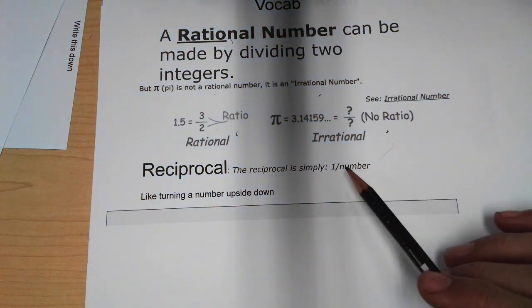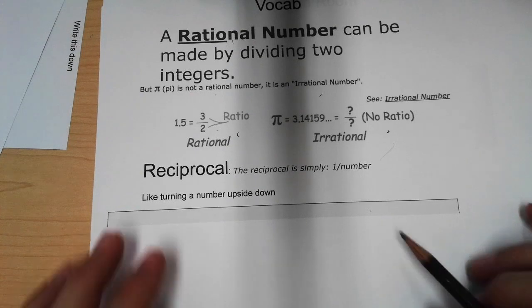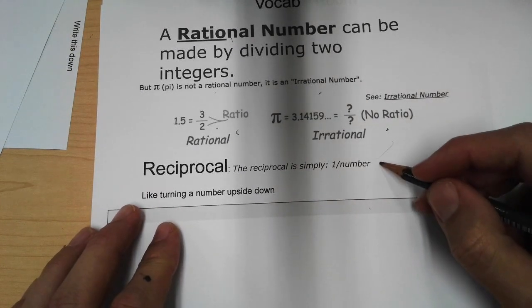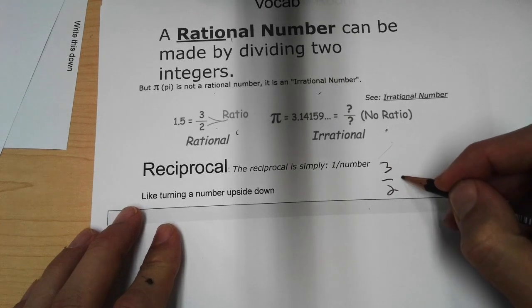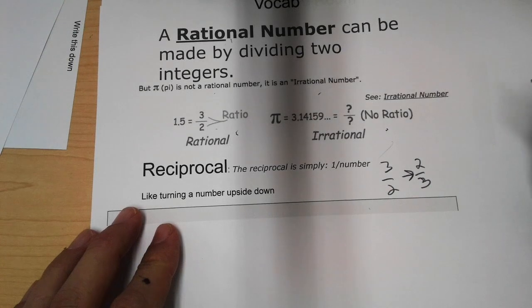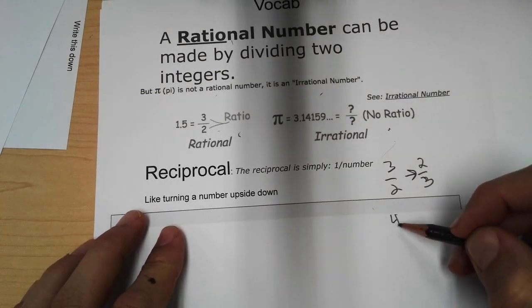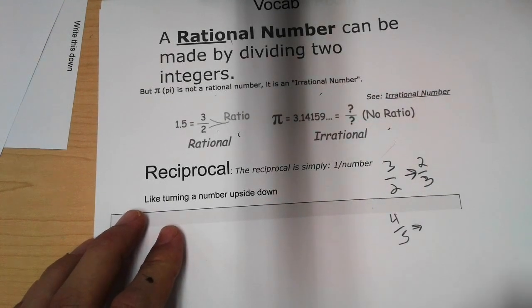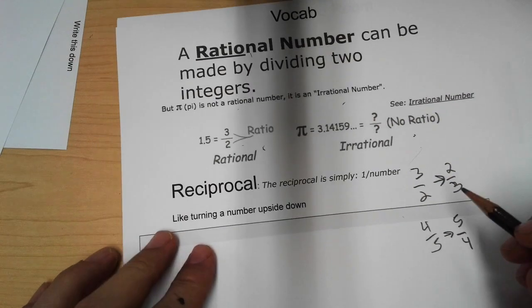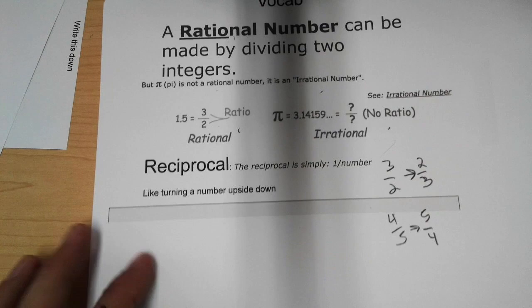Reciprocal. The reciprocal is simply saying 1 over a number, 1 divided by a number. It's like turning it upside down. So the reciprocal of 3 over 2 is 2 over 3. How about 4 over 5? It's 5 over 4. Some examples of reciprocals: turning it upside down.